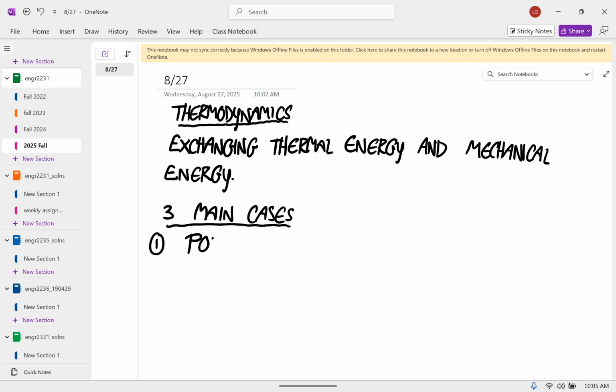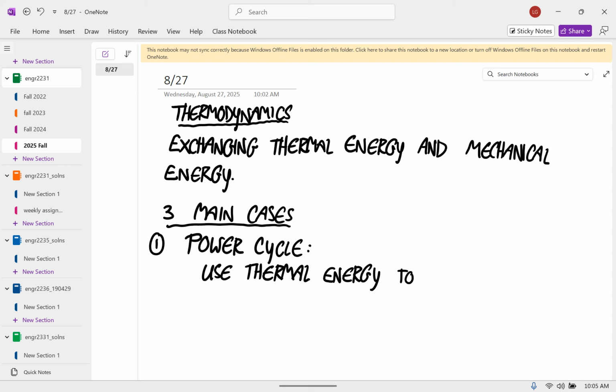The first one is a power cycle. And that is, we're going to use thermal energy to do mechanical work. I mean, all work is mechanical. If you remember work coming up in Physics 1, we'll talk about it a lot.